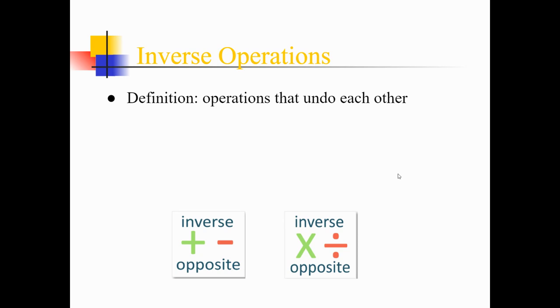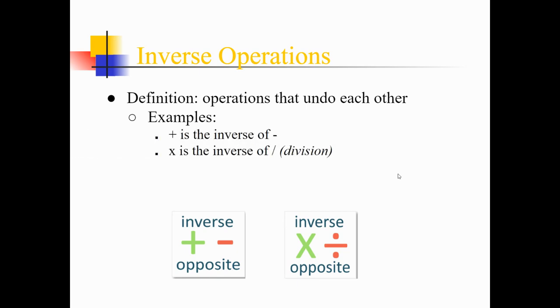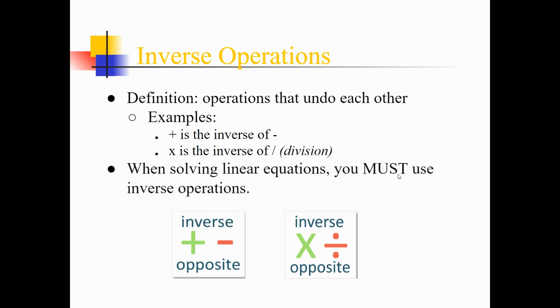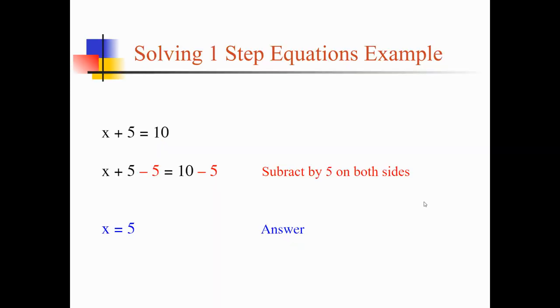A definition of inverse operations is operations that undo each other. If you were to do the opposite, they would cancel each other out. That's what undo means. Some examples: addition is the inverse of subtraction, like I said. Multiplication is the inverse of division. When solving linear equations, you must use inverse operations. You can't do it any other way. If you don't do inverse operations, you will not get the correct answer. So we need to be able to do that.